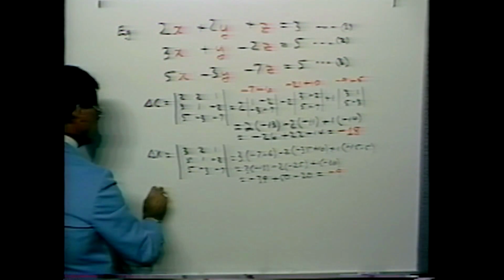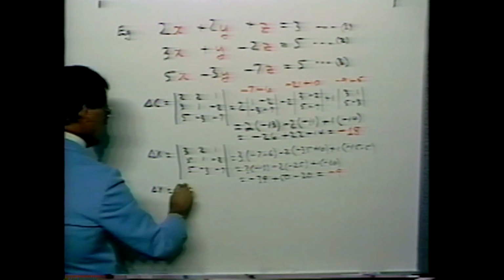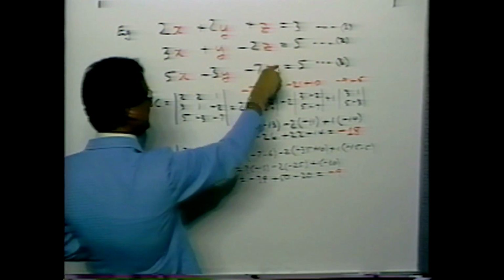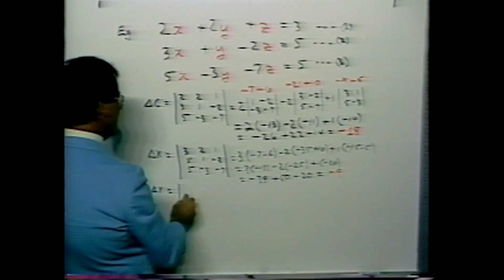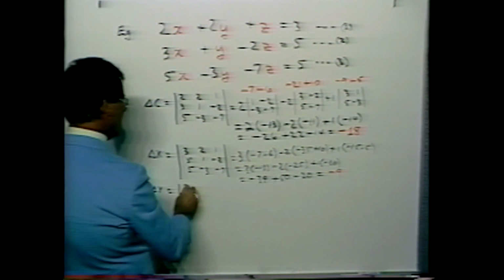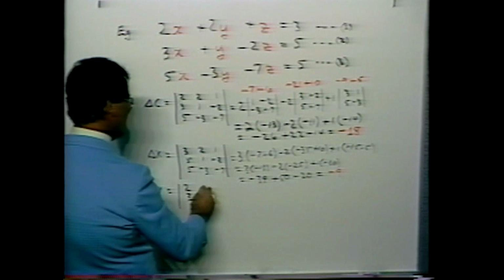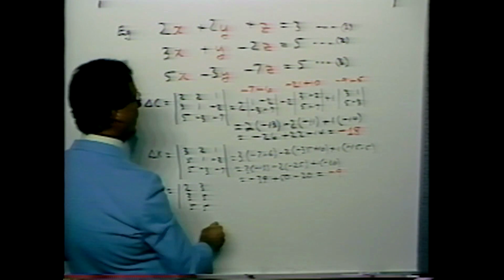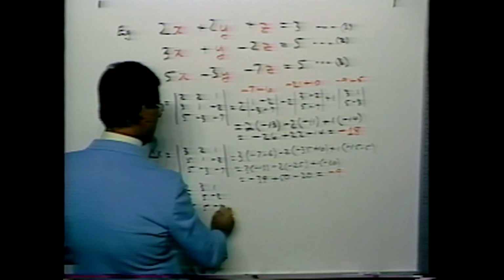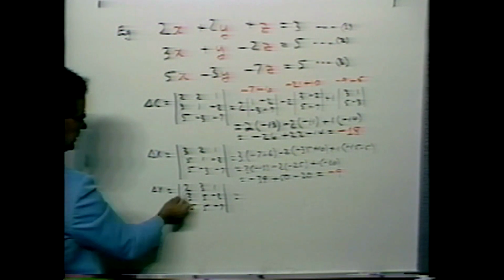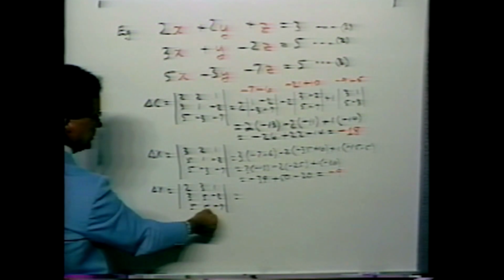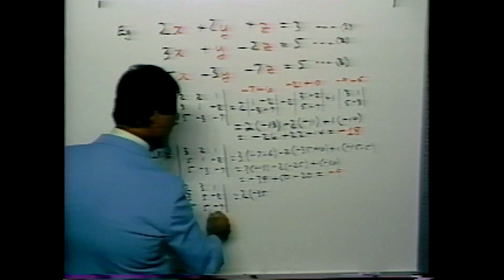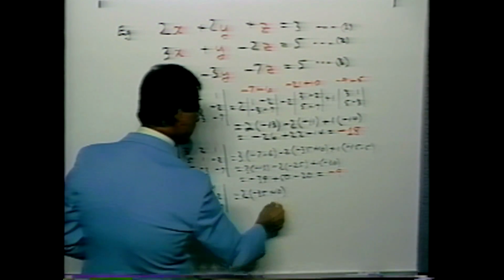For delta Y, we start again with delta C and take out the center column and replace it with 3, 5, 5. So we have then that the 2, 3, 5 there, the 3, 5, 5 there, and the 1 minus 2 minus 7 there. Starting with 2 and multiplying it by the 2 by 2 determinant down in this corner, we end up with 2 multiplied by minus 35 minus minus 10, or plus 10.